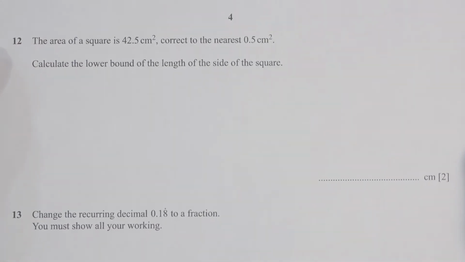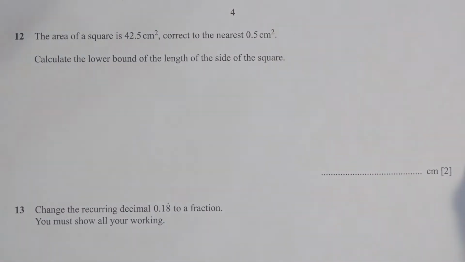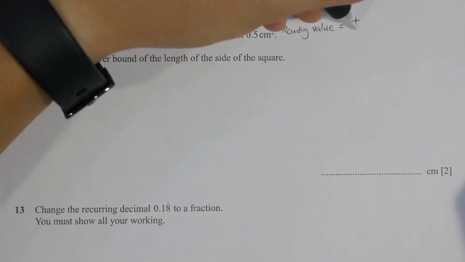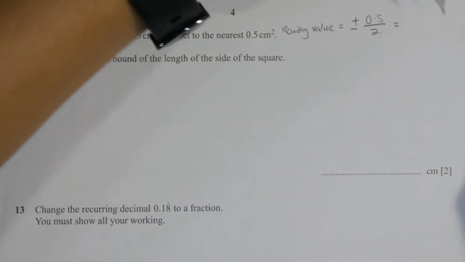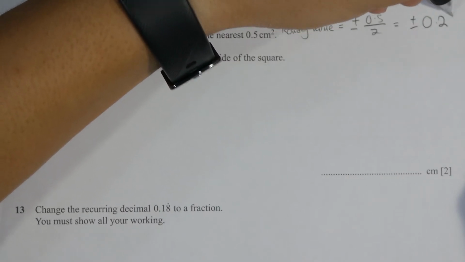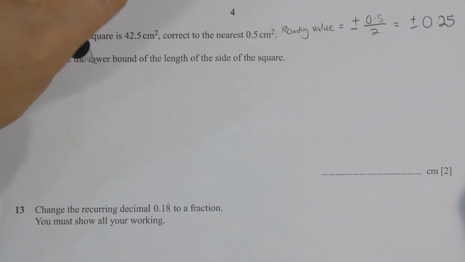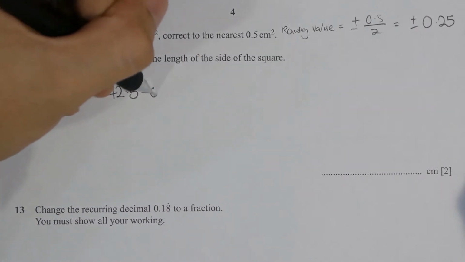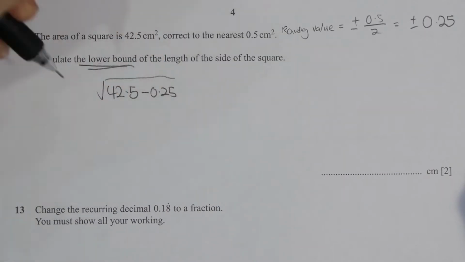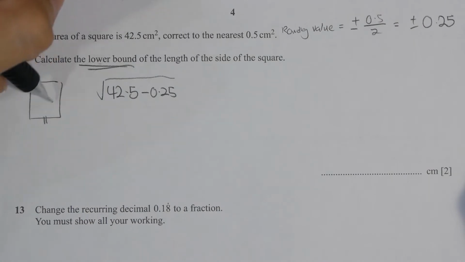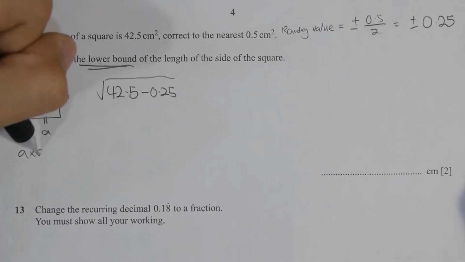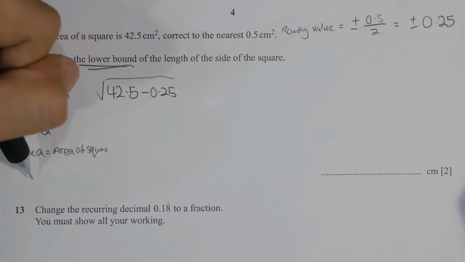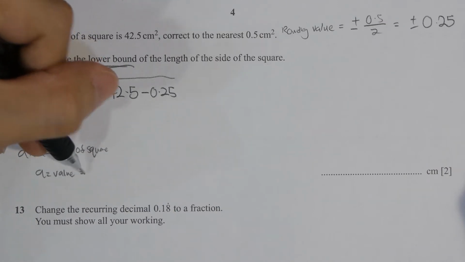This is an upper bound and lower bound question. First you need to find the rounding value. I take the 0.5 divided by 2, then I identify the rounding value is plus minus 0.25. So for you to get the length of the side, simply take the square root of 42.5 minus 0.25. And the result will be 6.5 because this is a square and all of the sides will be the same.